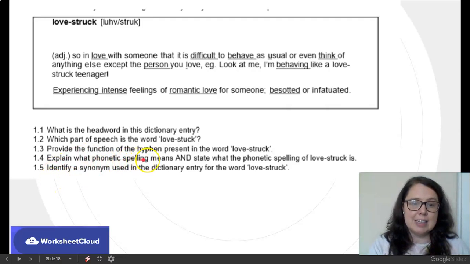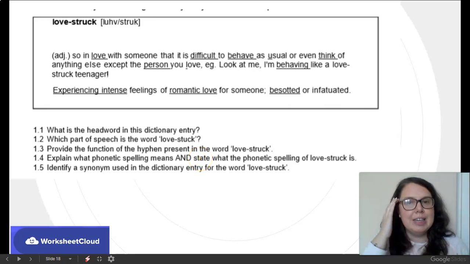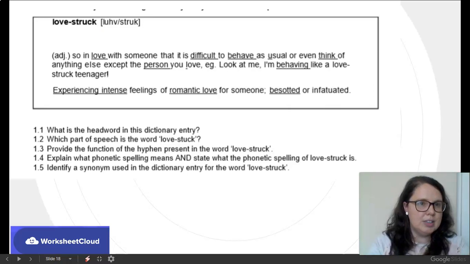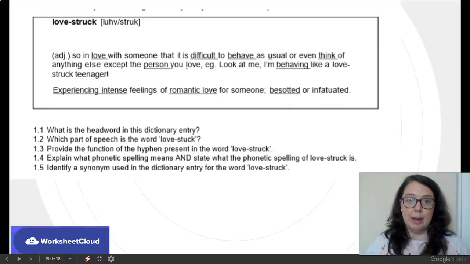Explain what phonetic spelling means and state what the phonetic spelling of love struck is. So phonetic spelling is how I pronounce it. If I look here, love struck. So very much that U sound, which you only see there in struck, but not in love. But in pronunciation, that's what comes through.